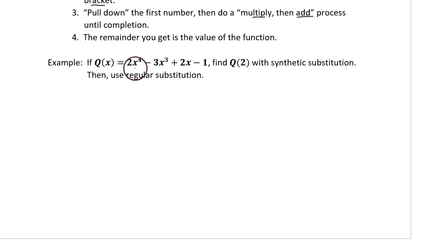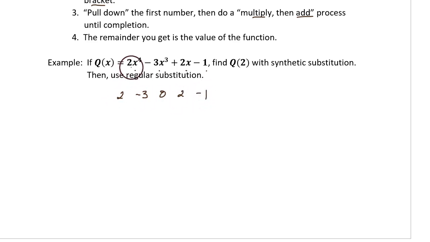Polynomial q of x is right here. Its highest degree is 4. It also has a third power term. It has no x squared term. It has an x term, and it has a constant term. We want to find q of 2, but with synthetic substitution. So the first step of the process is to write down the coefficients of all the terms. 2, then negative 3, then 0, then 2, then negative 1.